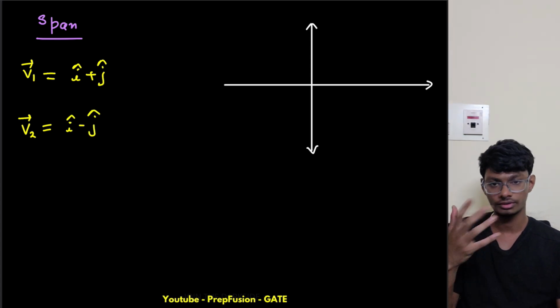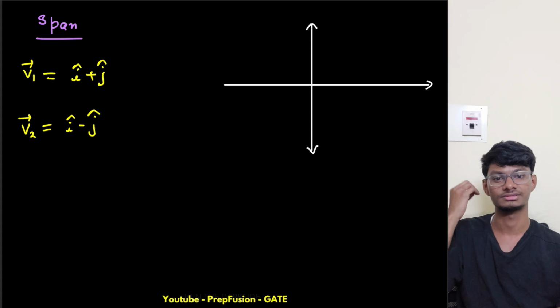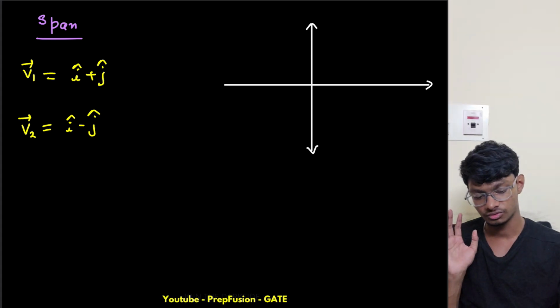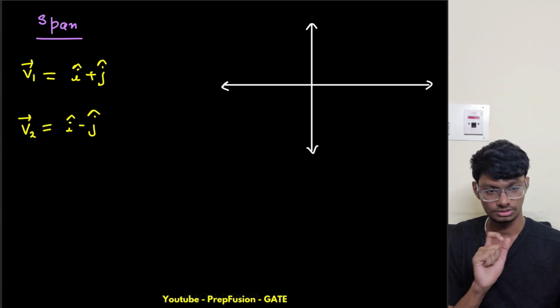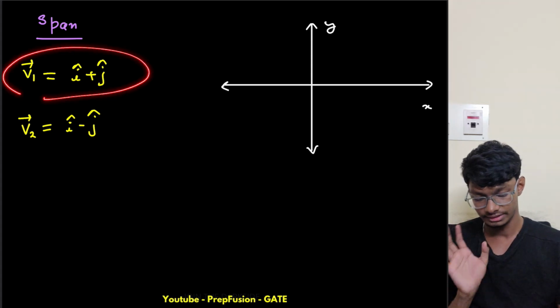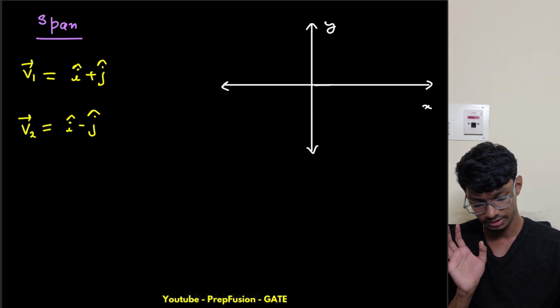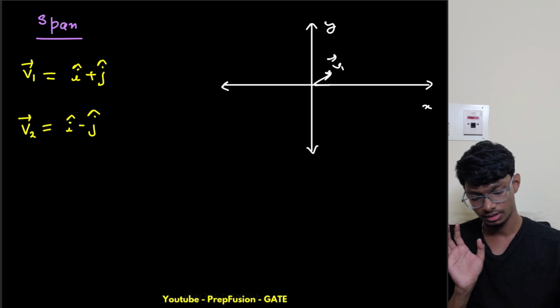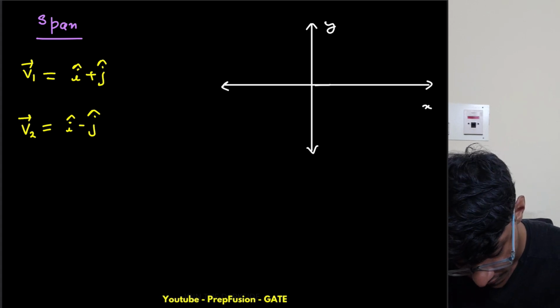I hope you understand the vectors already, like we have studied this since class 11. So this concept should not be left out. So this is x and this is y, right? Now where will v1 lie? This will lie like one step here and one step here, so this will lie somewhere around here.